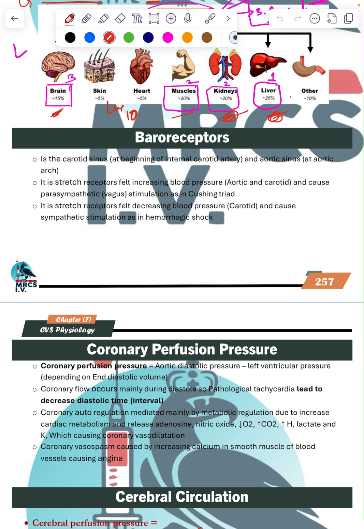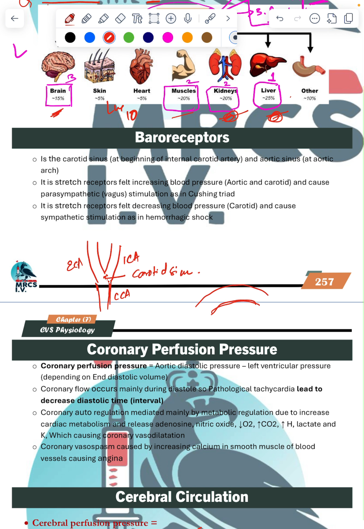One is in the carotid arch. The common carotid artery is divided into internal and external carotid. This is called the carotid arch. Suppose this is the internal carotid artery, this is the external carotid artery, and this is the common carotid artery. At the beginning of the internal carotid, there is the carotid sinus. They have got the baroreceptors, and another is the aortic arch.